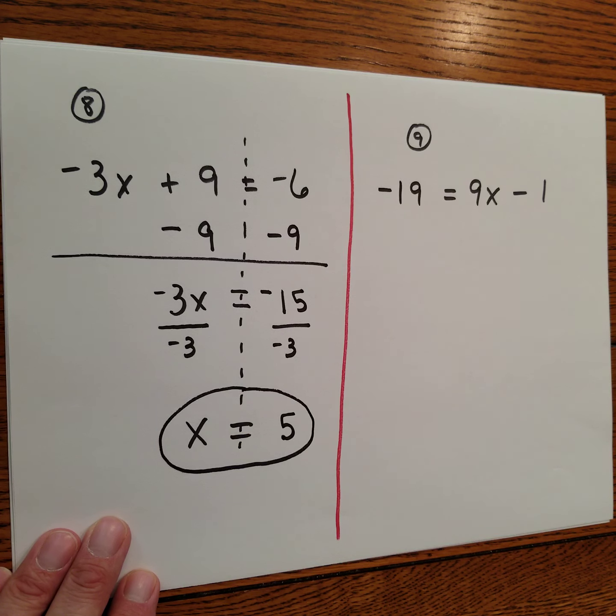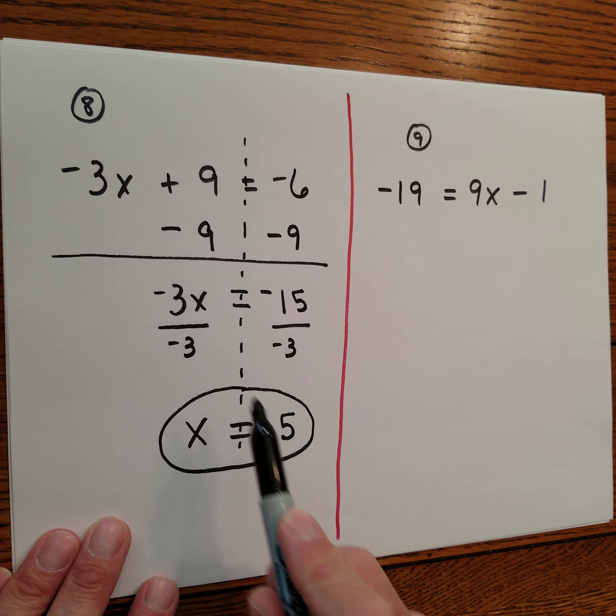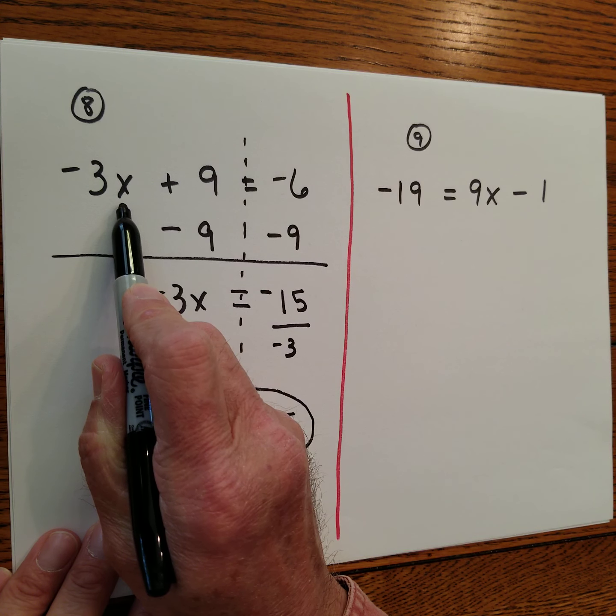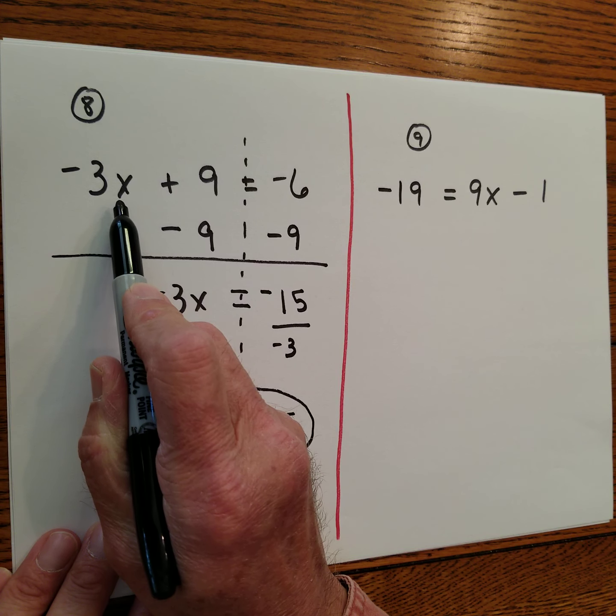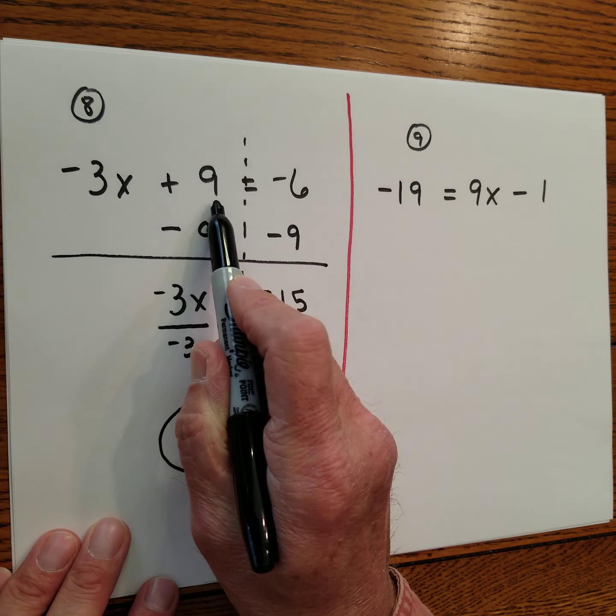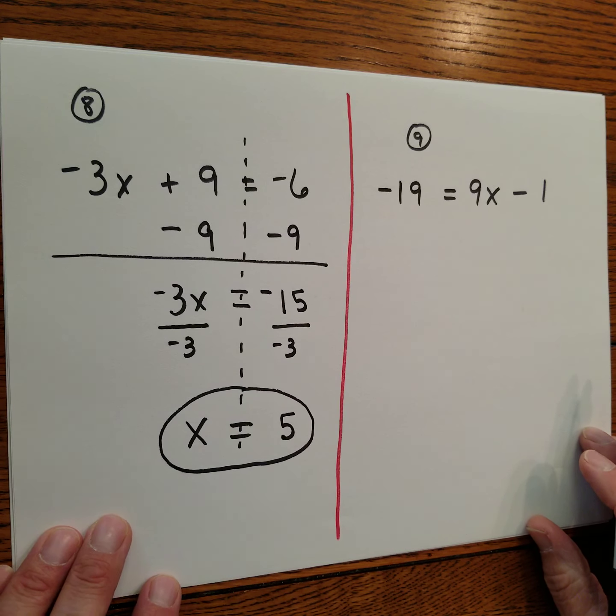Great. Let's check this one and make sure that it works. If I plug in 5, negative 3 times 5 is negative 15. And negative 15 plus positive 9 is negative 6. Perfect.